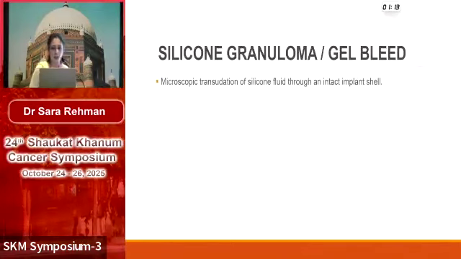Silicone bleed is a phenomenon when silicone transudation occurs through an intact capsule and shell, and it is due to the inherent affinity of silicone for the silicone elastomer. This silicone can be taken up by the lymph nodes, giving rise to silicone granuloma, and it should not be confused with extracapsular rupture, as the implant capsule is intact.